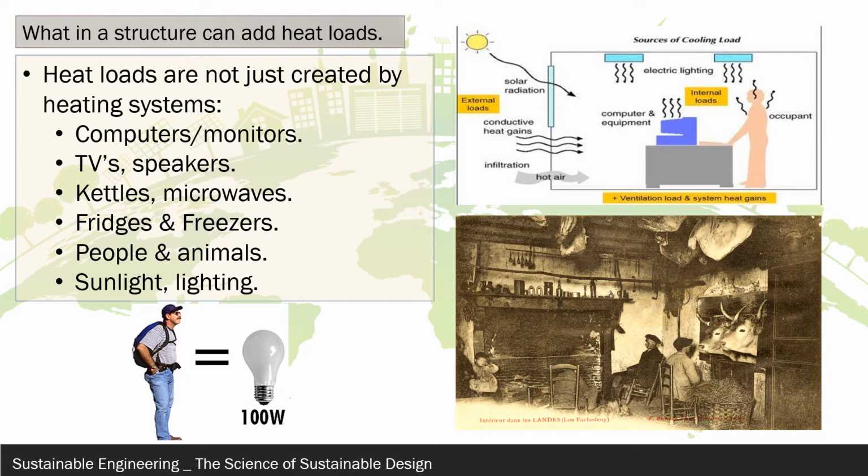The picture in the bottom right hand corner shows you that in the past we used to bring animals into our building to actually help heat them up. So in one area of the world these factors could be a great advantage to you, helping you heat up the buildings you're working with, where in another part of the world they could actually be a great disadvantage because you have to provide a cooling load to deal with them.